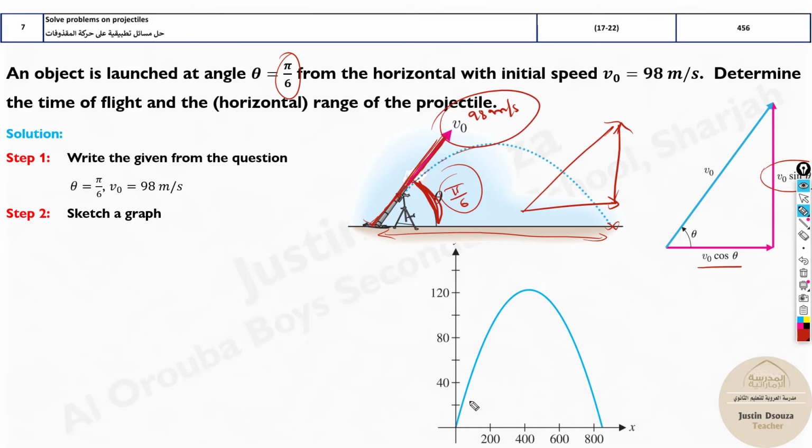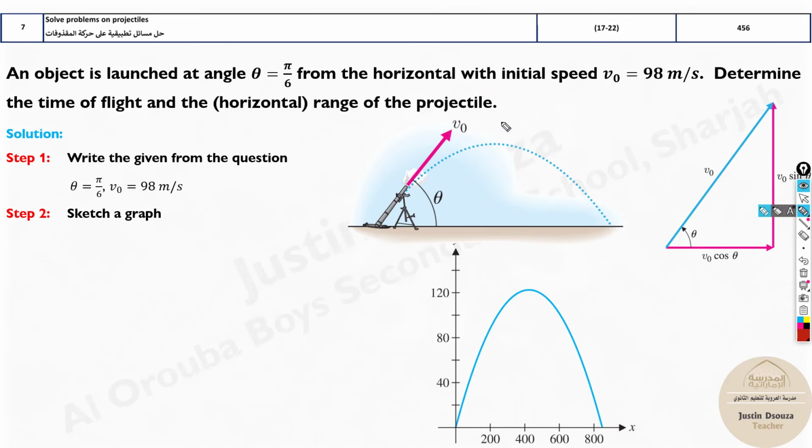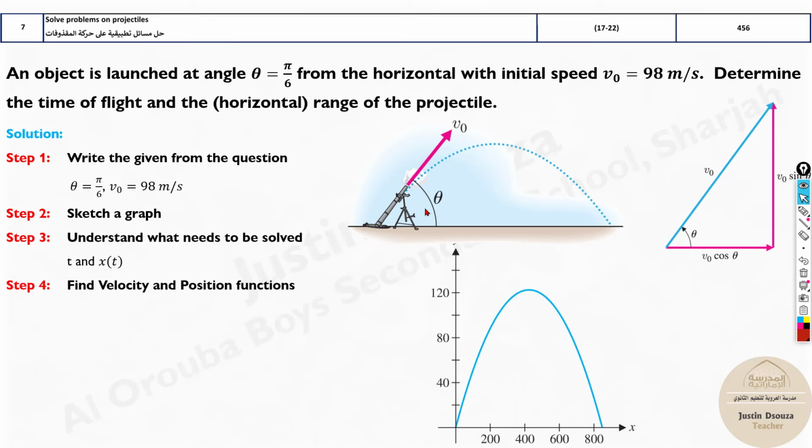Now this is basically the graph of it. That is just for understanding. If you understand this part, it's more than enough, but this is also important. Why? Because we will have to use these as the initial conditions. Now, after the sketch of the graph, we need to understand the figures and then we can see what needs to be solved. What exactly needs to be solved here? The time, right? So that will be basically t, and the range is x of t, that is the x-axis, the horizontal range. Basic things, finding the velocity and the position functions.